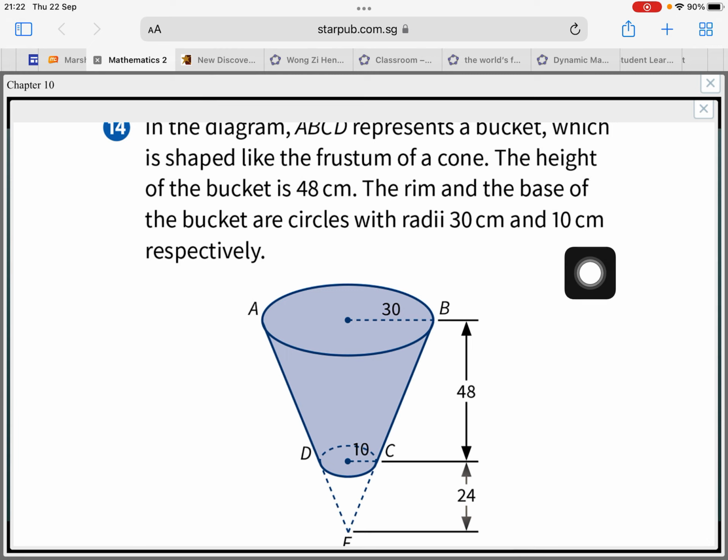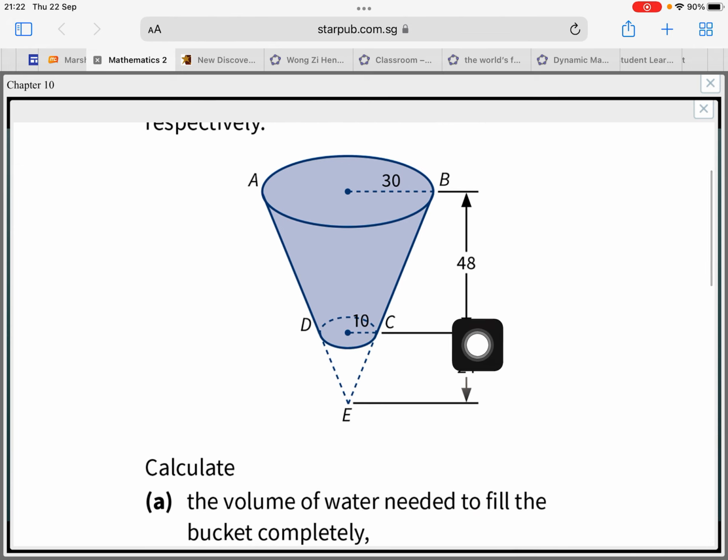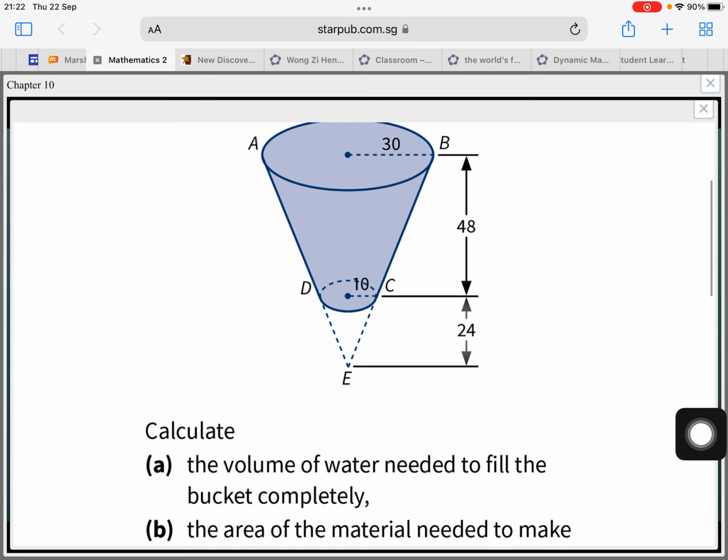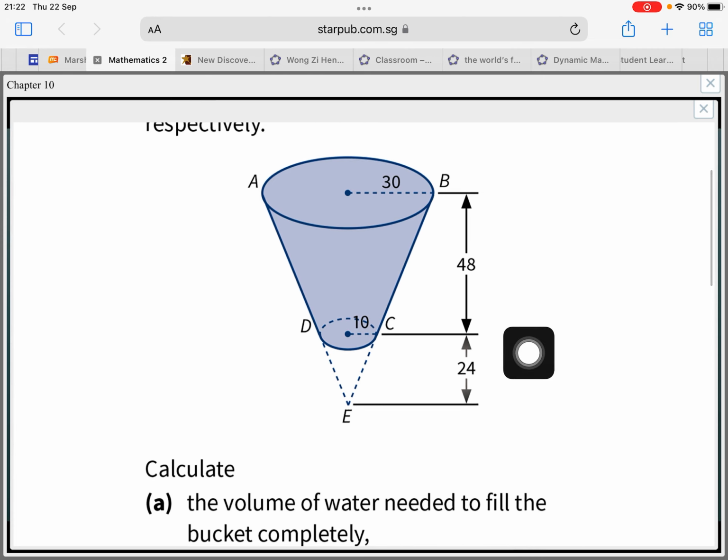The height of the bucket is 48 cm. The rim and the base of the bucket are circles with radius 30 cm and 10 cm respectively. And over here they tell us that this is 24. Calculate the volume of water needed to fill the bucket completely. So how do you approach this type of question?